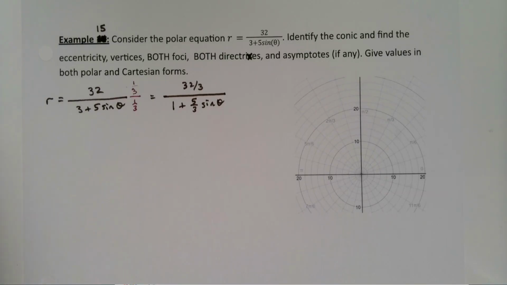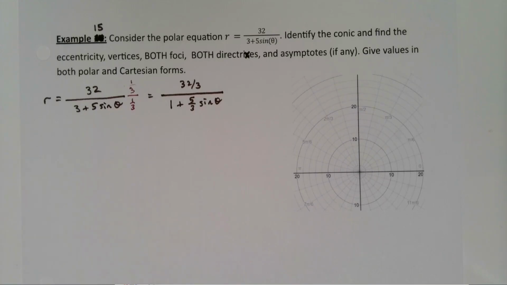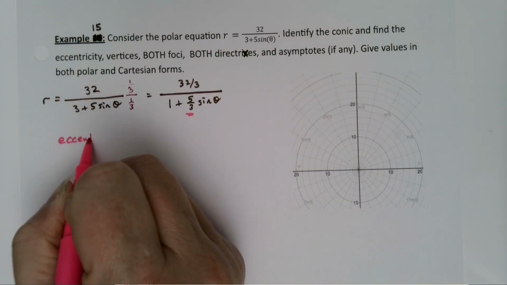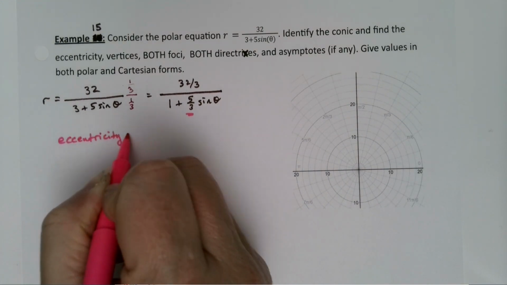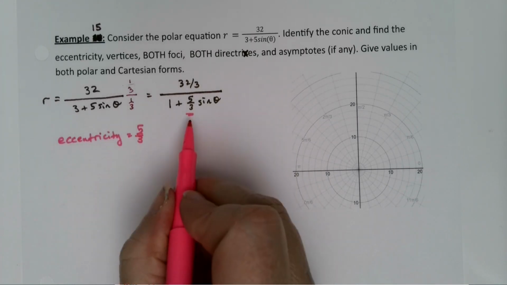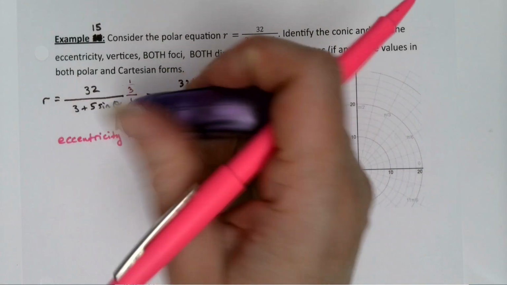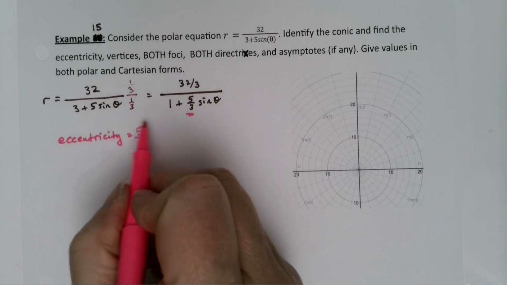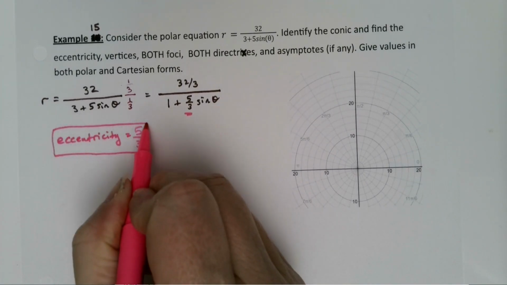Okay, so we know E times D is equal to 32 over 3. And we know our eccentricity is 5/3. So this piece right here tells us the eccentricity is 5/3. Done. Because it's always the thing that's multiplied by either the sine or the cosine. I can box that. That's one answer already done.